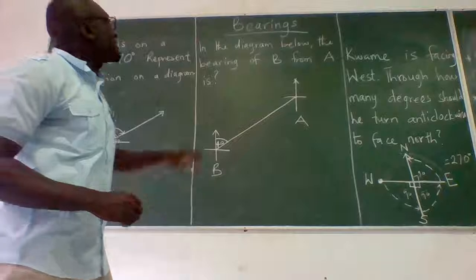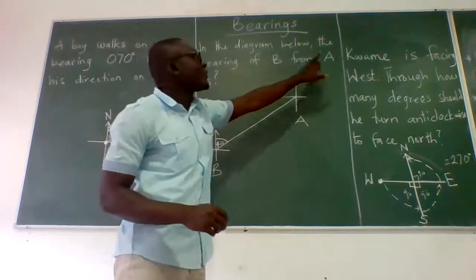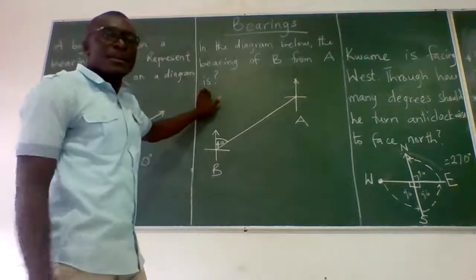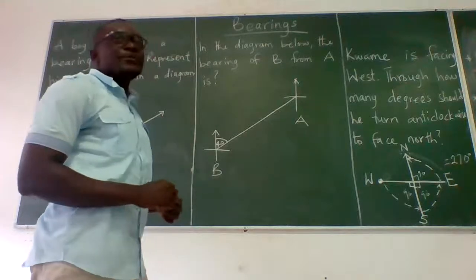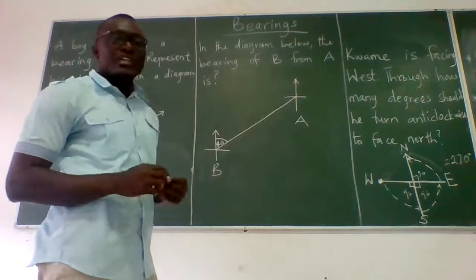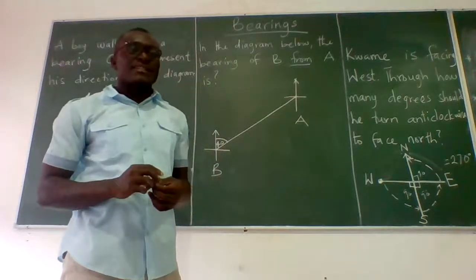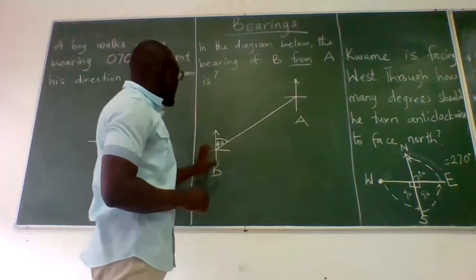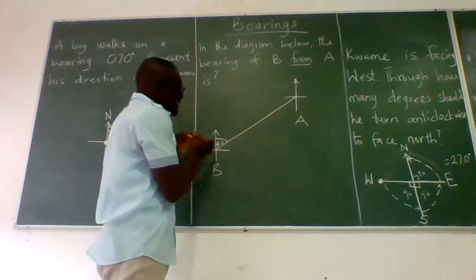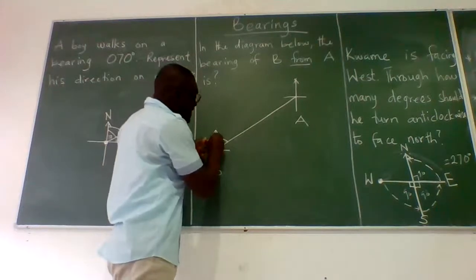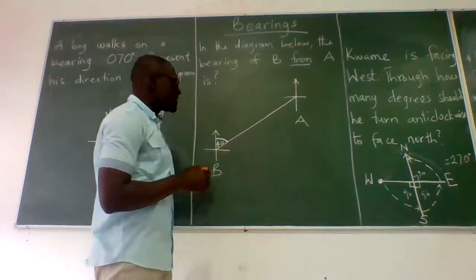Okay, so this one says that in the diagram below, the bearing of B from A is, so this is what you have here. Like I said, anytime they ask you to find a bearing, what you are looking out for is this way from, and that is where you are supposed to stand. So here we have the bearing or the direction at point B. The direction of A is at 40 degrees from the north, 40 degrees from the north if we are standing at B.